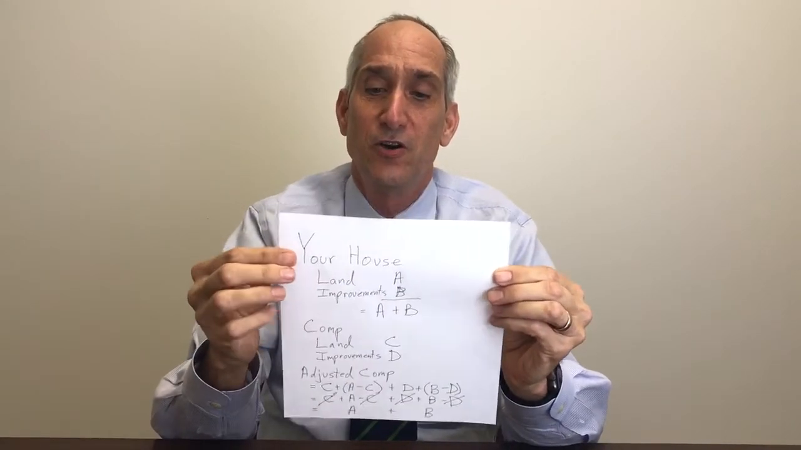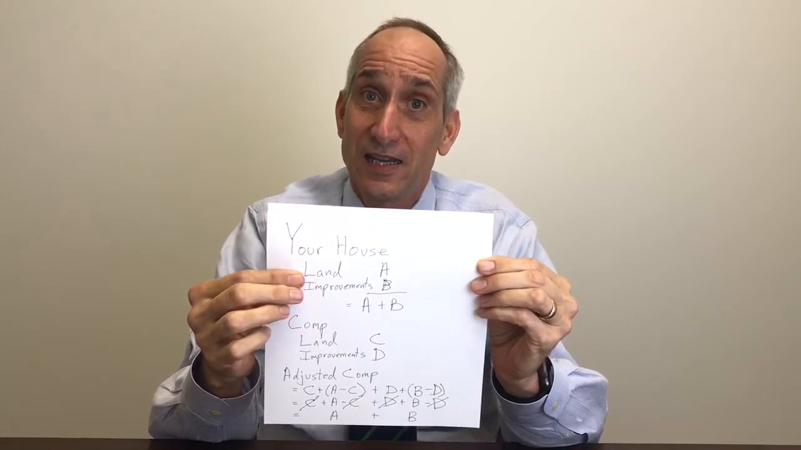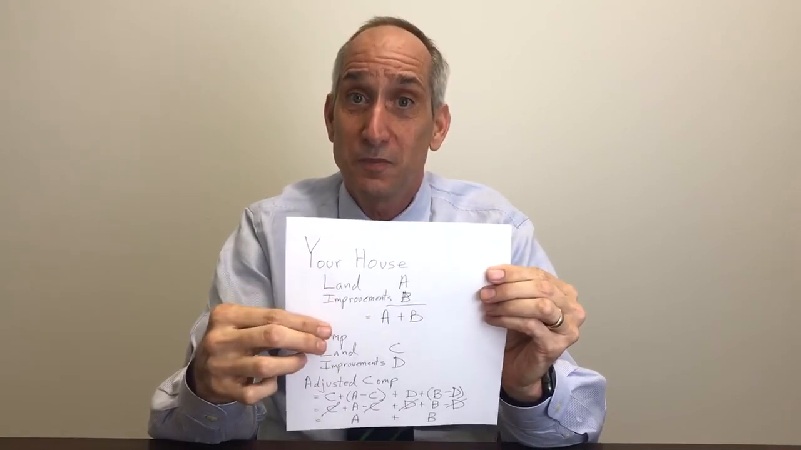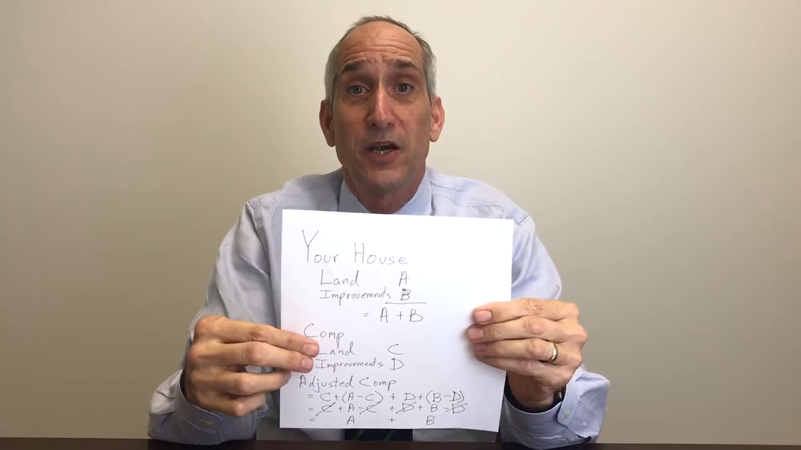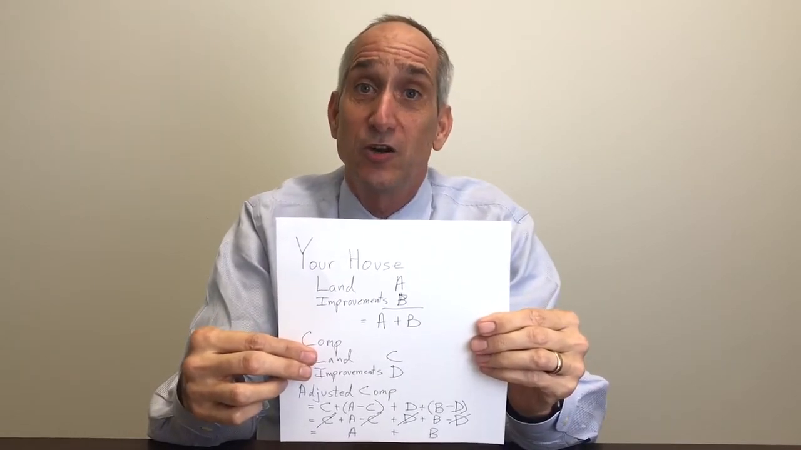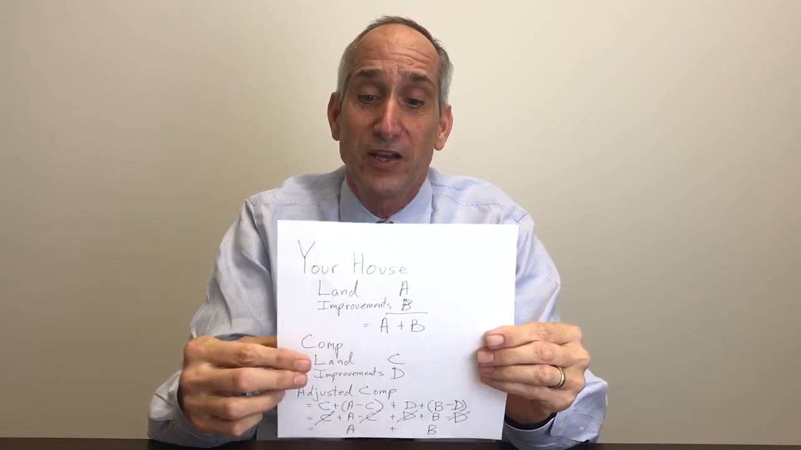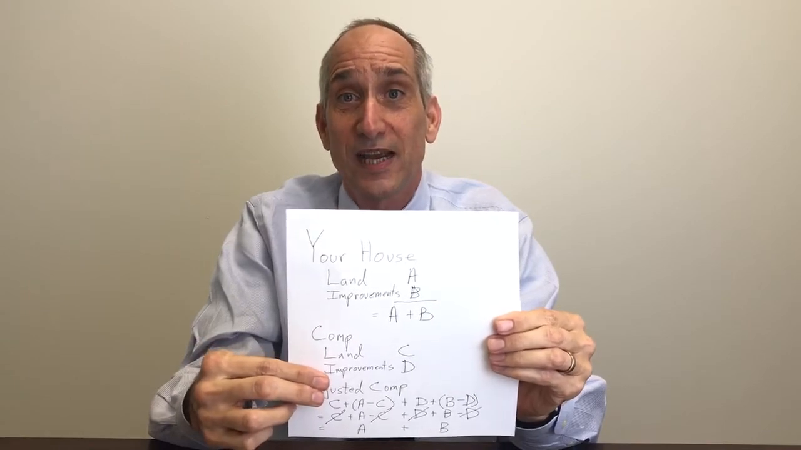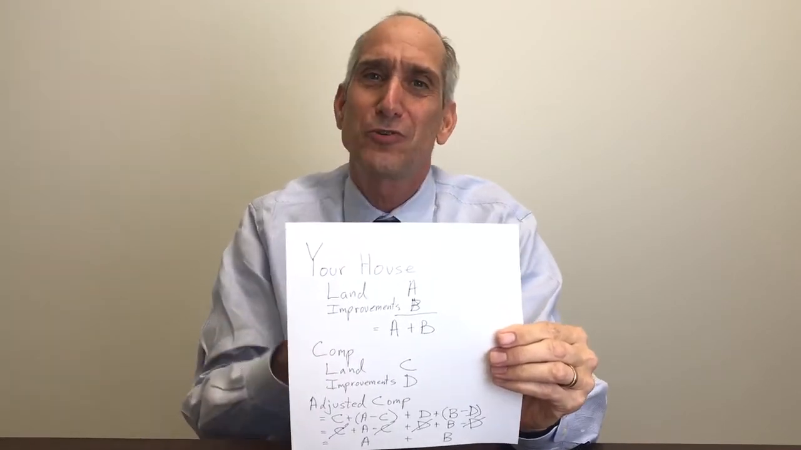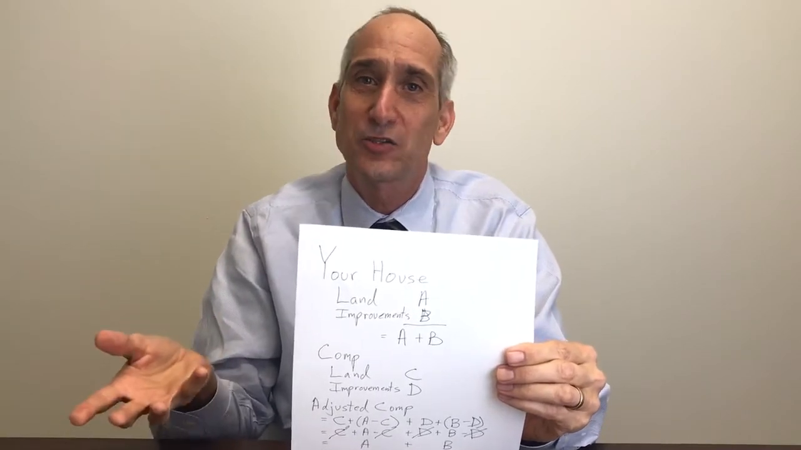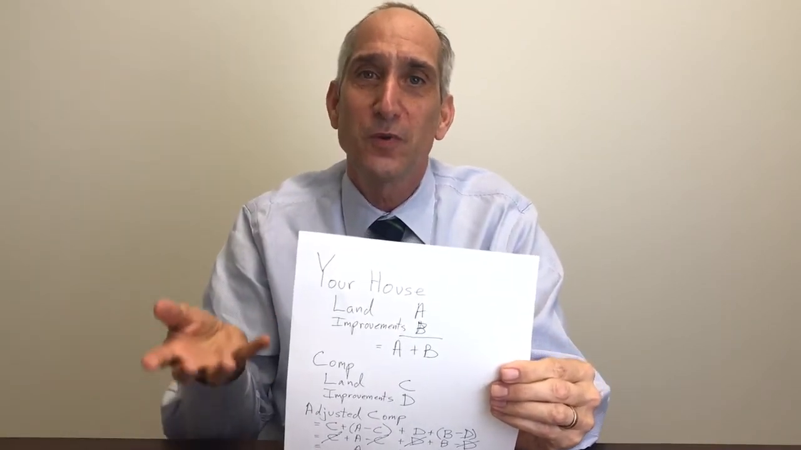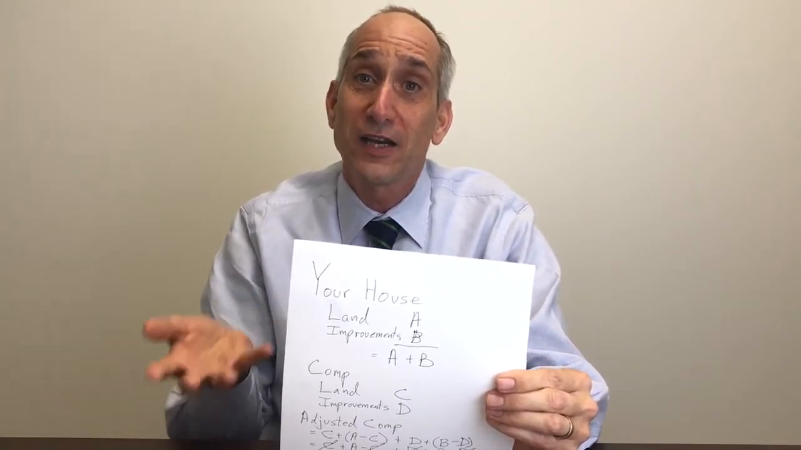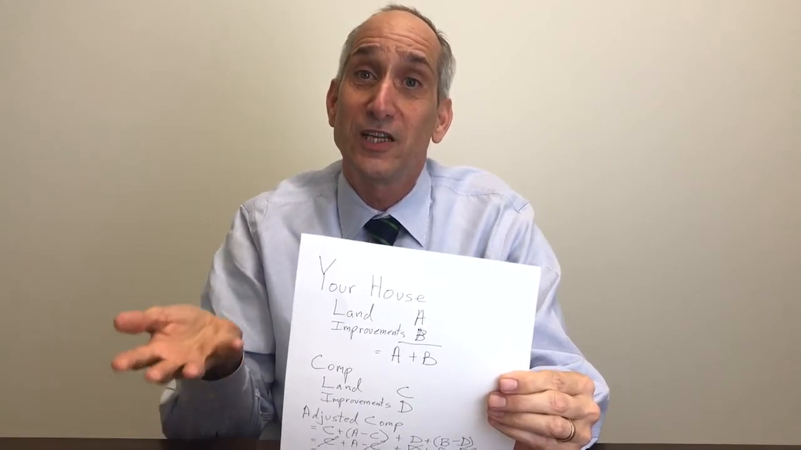So the value of your home is land is A and the improvements are B. So the total value of your home is A plus B. Now, the comparable they've picked is the Astrodome in Houston, Texas. And the value for the Astrodome's land is C, and the value for the improvements for the Astrodome are D. And I realize the Astrodome's a little larger than your house, but after we make all the appropriate adjustments, you'll see that clearly the Astrodome, after making all the right adjustments, is valued just fairly as your home.